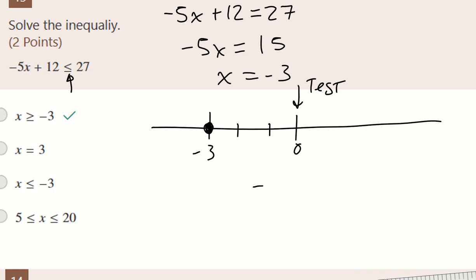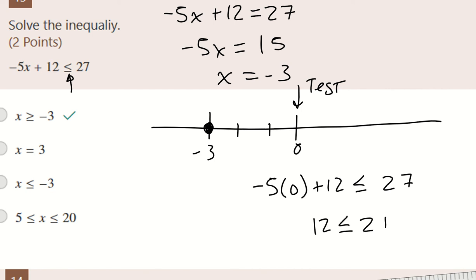I get negative 5 times 0 plus 12. And the question is, what's its relationship to 27? Well, is this less than or equal to this? This becomes 12, because negative 5 times 0 is 0, right? 12 is less than or equal to 27, which is definitely true. True with an exclamation mark.